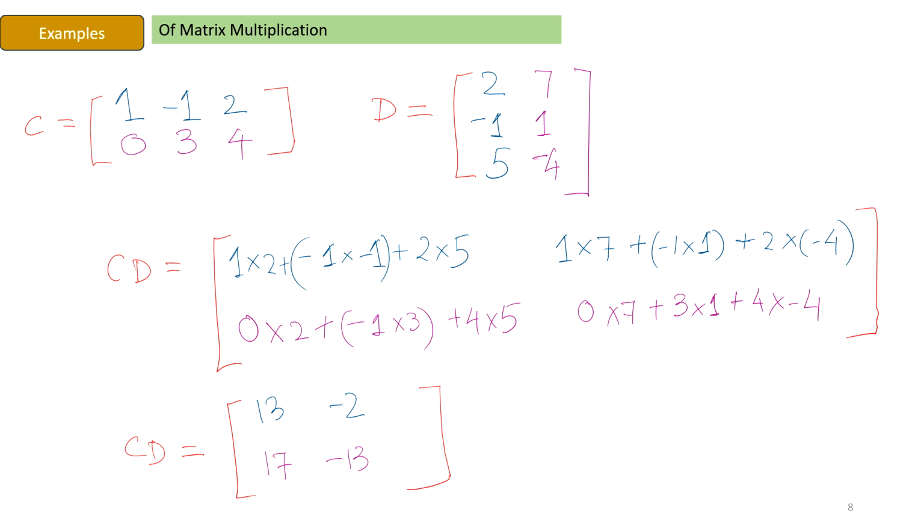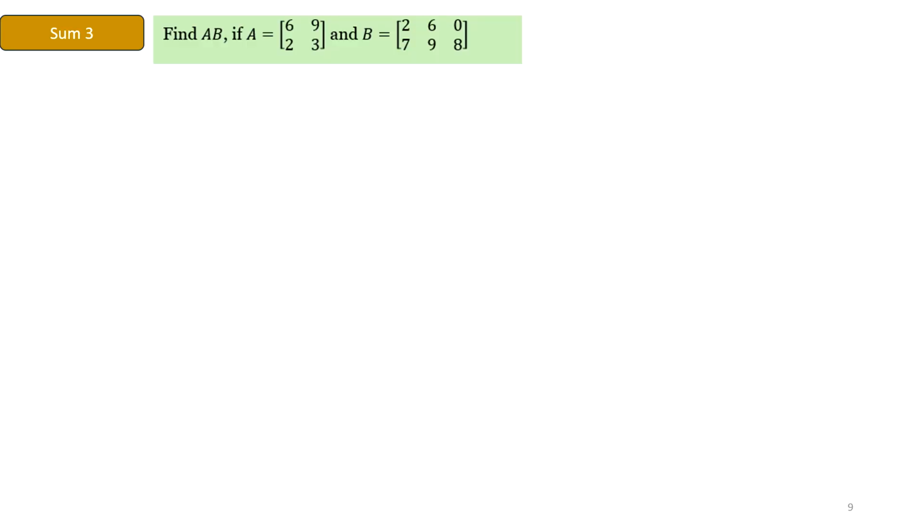The elements of new matrix CD will be computed from the elements of the original matrices C and D as shown in the slide. Sum number 3. Find the product of the matrices A and B. A is a 2 by 2 matrix. B is a 2 by 3 matrix. The elements of the matrices are given in the problem statement.